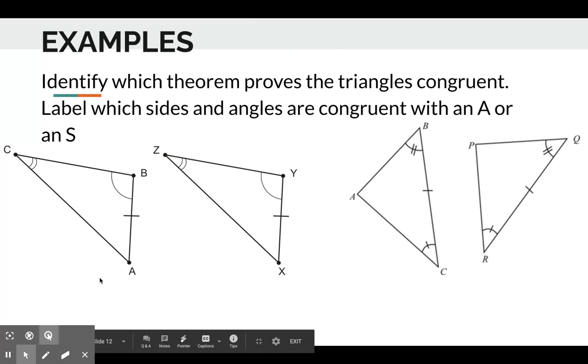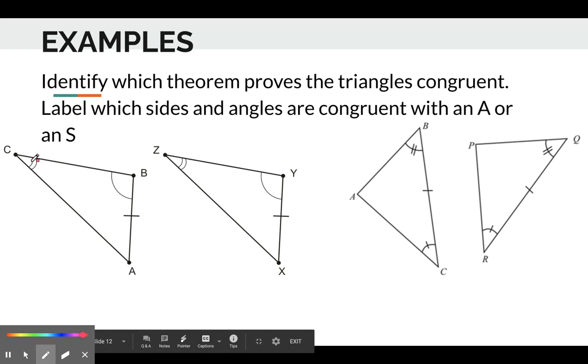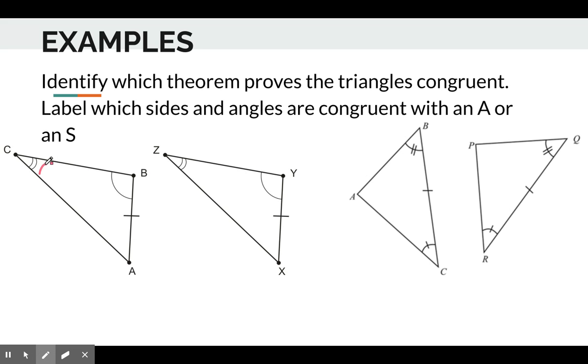Okay, so here's some examples. Again, identify which theorem proves that the two triangles are congruent. Label which sides and angles are congruent with either an A or an S. All right, so we see that two bubbles match two bubbles. We know that's an angle, so we have angle. Now we have another bubble matching another bubble. That's an angle, and then we have a side here, side here.